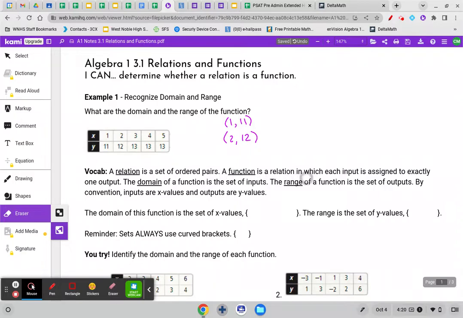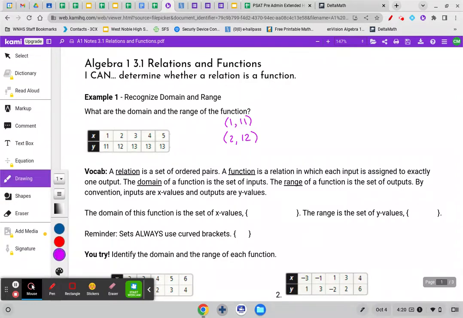A function is a relation in which each input is assigned to exactly one output. So the domain of a function is the set of inputs. This is our x values. Okay, the range of a function is the set of outputs. By convention, we usually just say inputs are x values and outputs are y values.